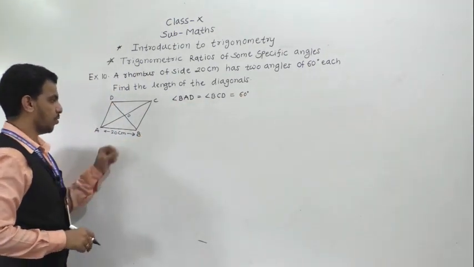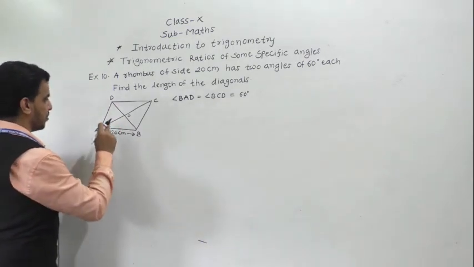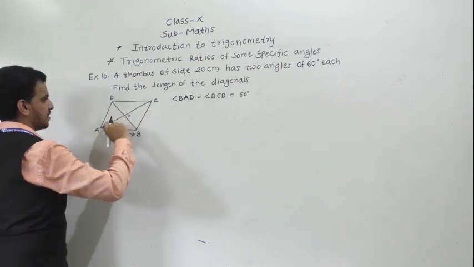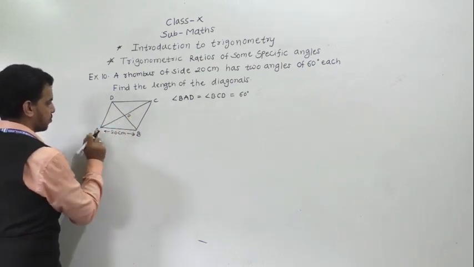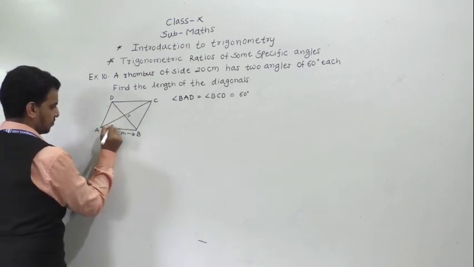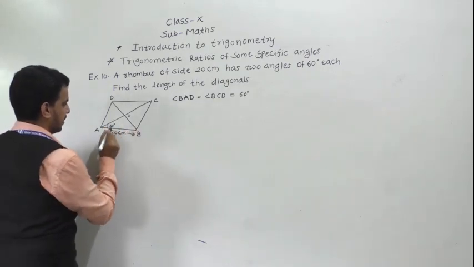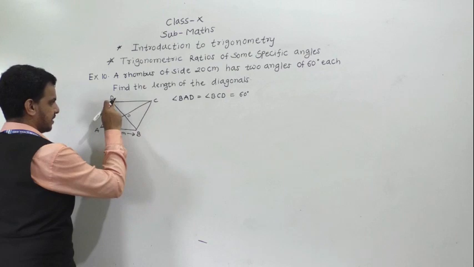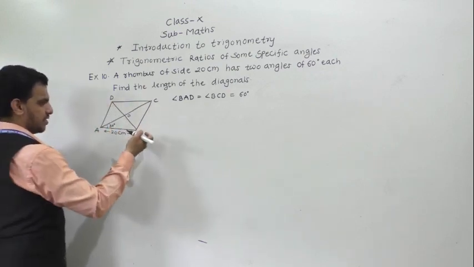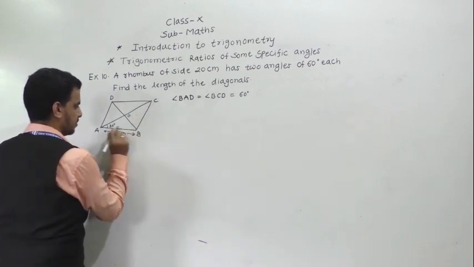So we know the properties of diagonals of a rhombus. These diagonals are perpendicular bisectors of each other, and they also bisect the angles. Suppose this angle BAD is 60 degrees, so angle BAO is 30 degrees. Then if angle BAD is 60 degrees, this angle is 120 degrees, because the sides are parallel to each other. So this is a supplementary angle.